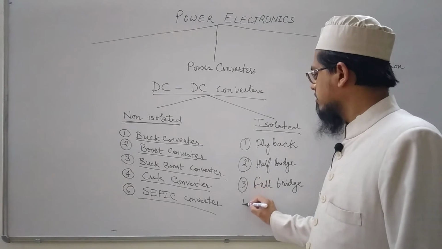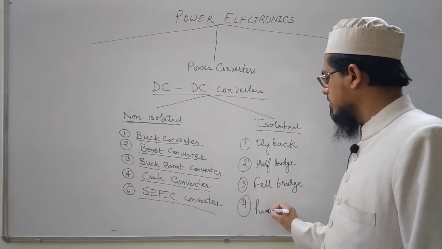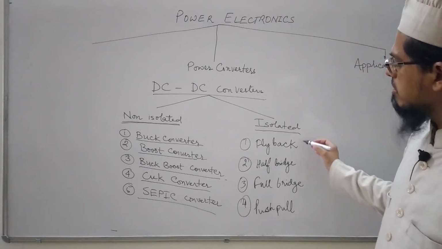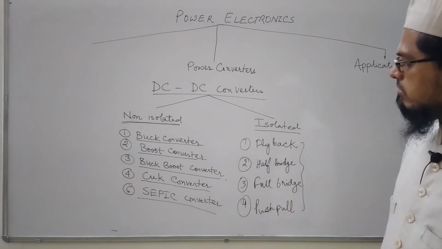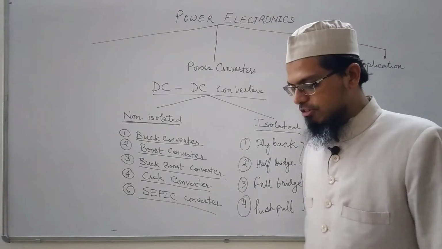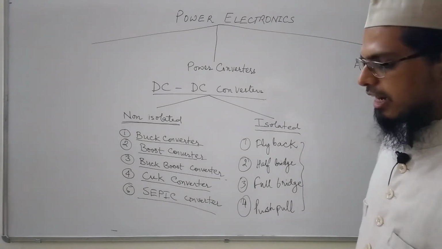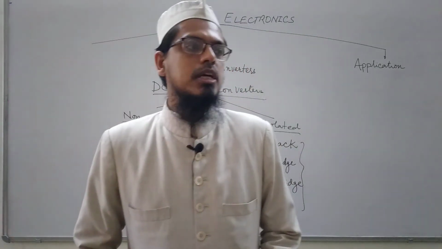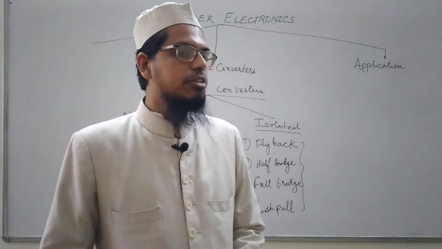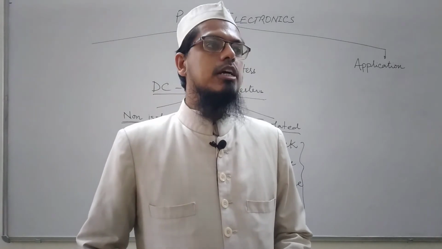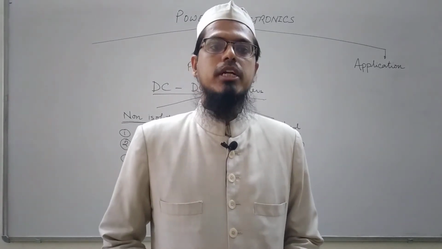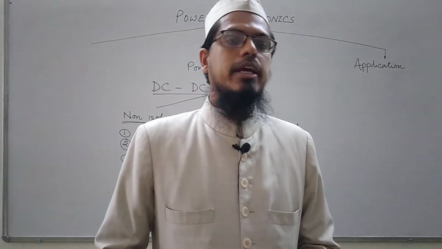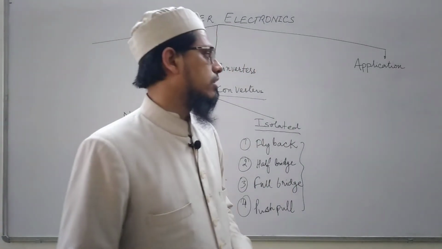Okay. Then we have the push-pull converter. So these are some of the topologies of isolated DC to DC converters. And as I had already told you, the advantage with the isolated DC to DC converter topology is that you get a magnetic isolation between the input and the output, and this enhances the reliability of the converter.